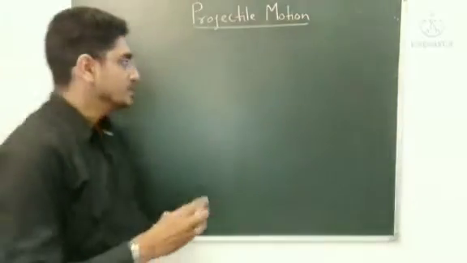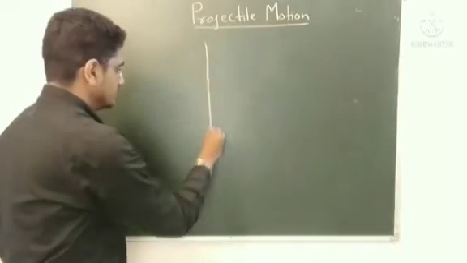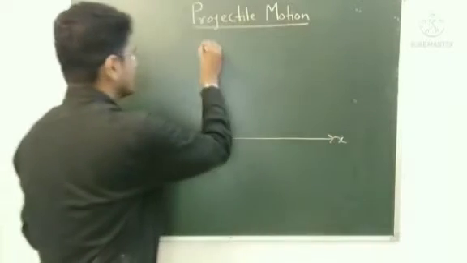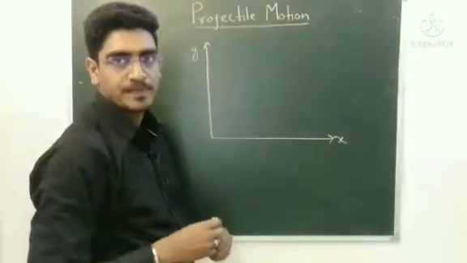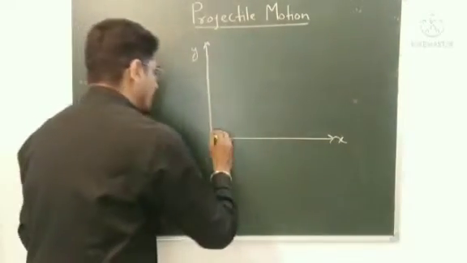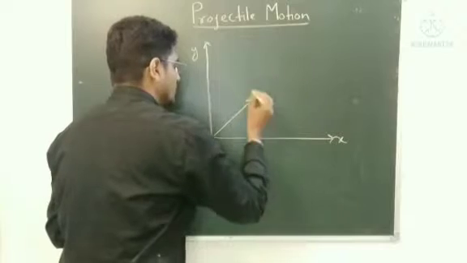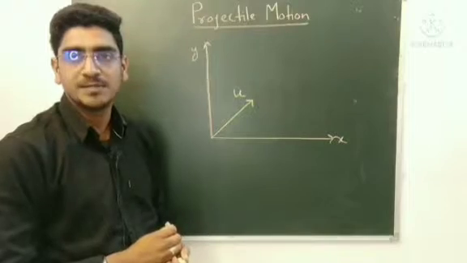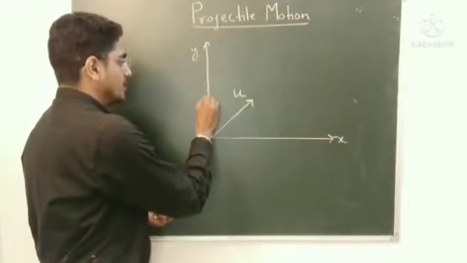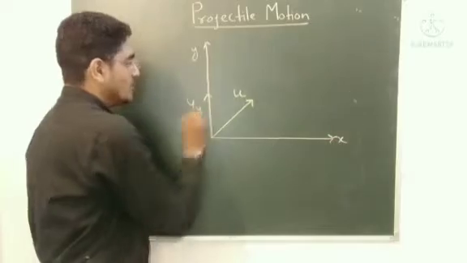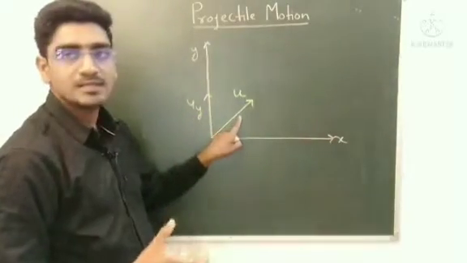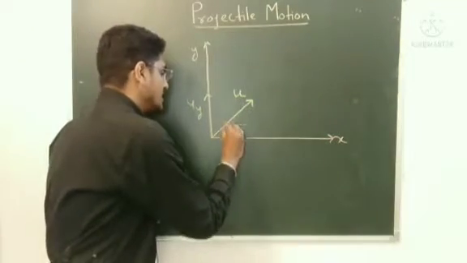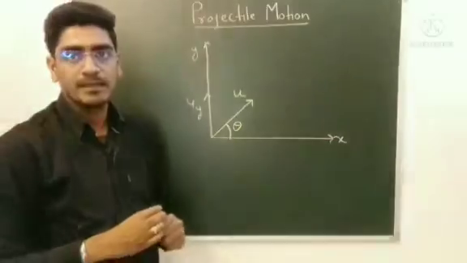All right. So if we consider this is the x-axis and this is the y-axis. And if we throw any particle with an initial speed of u, this u has two components. U means the initial velocity of the particle. Let's say this initial velocity makes an angle theta with the x-axis.